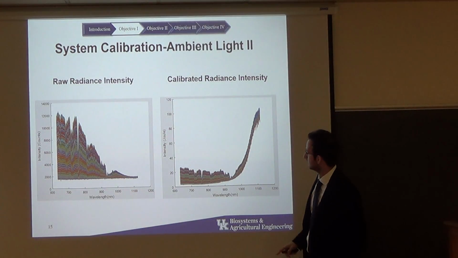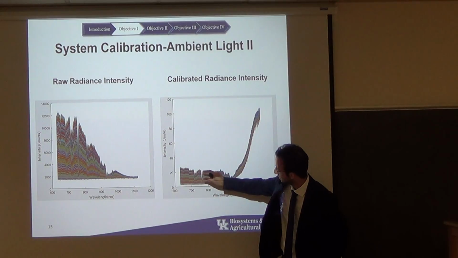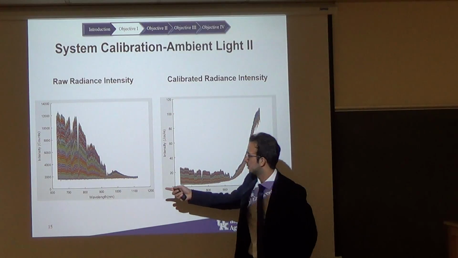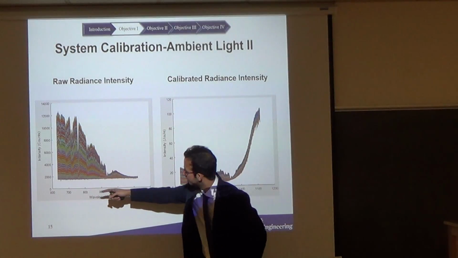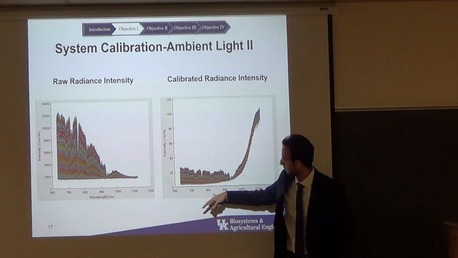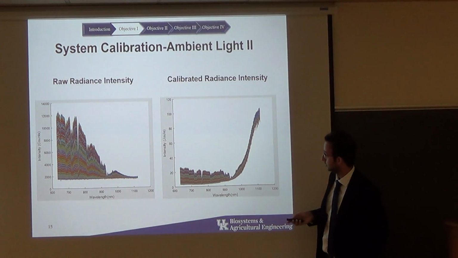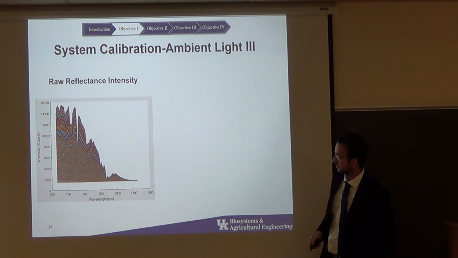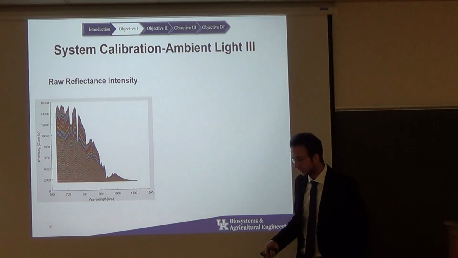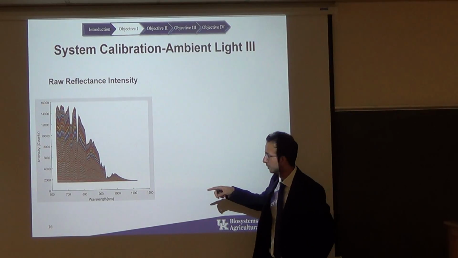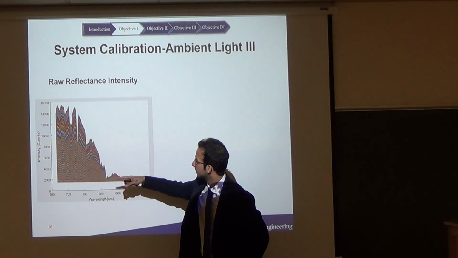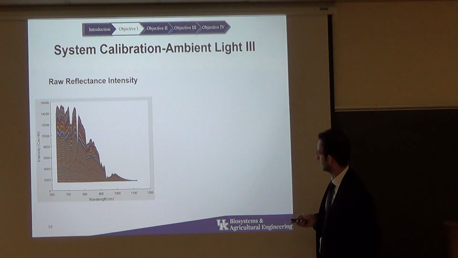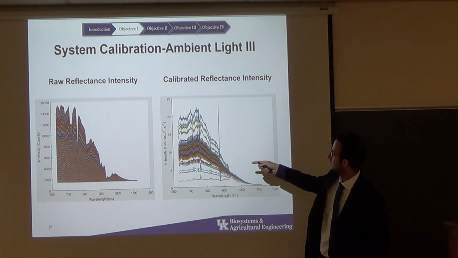And after we calibrated the radiance, you see the variability is much lower. If we consider just one of these wavelengths, for example 700, the variability is too high, but here most of the variability has been removed. It's going to be the same thing for the raw reflectance values. Because we are not changing the target, we should have exactly the same profile. But because we are changing the ambient light, we're not going to have that unless we calibrate our system.